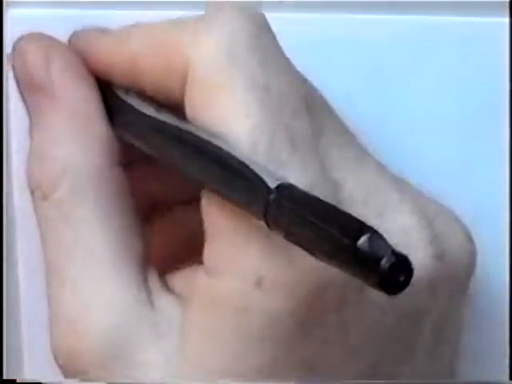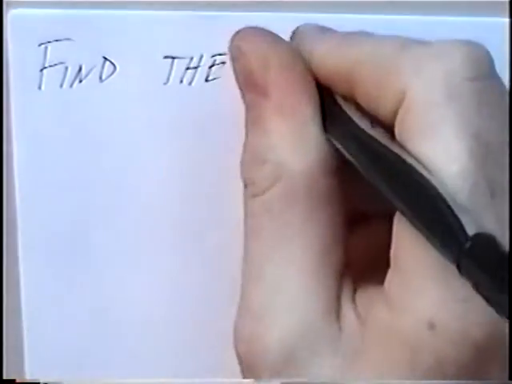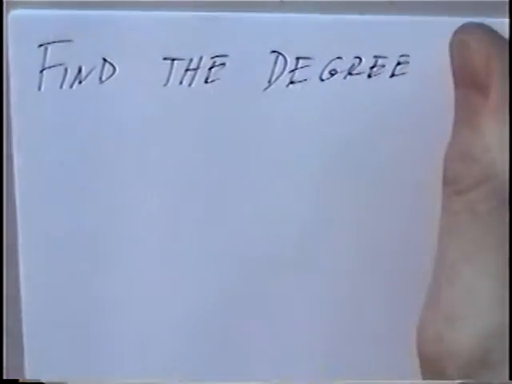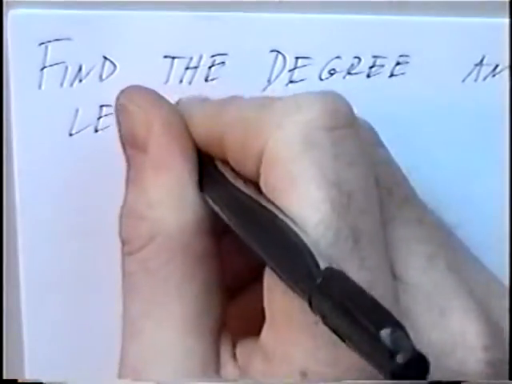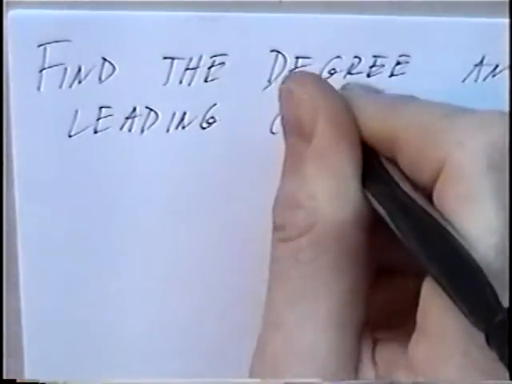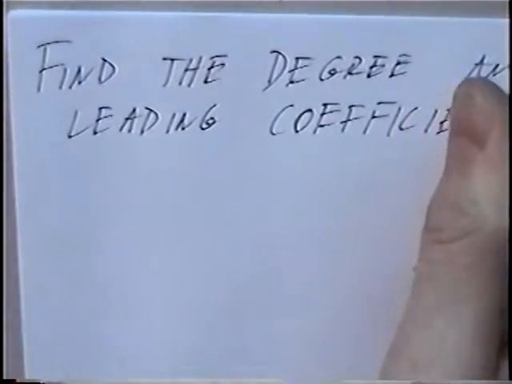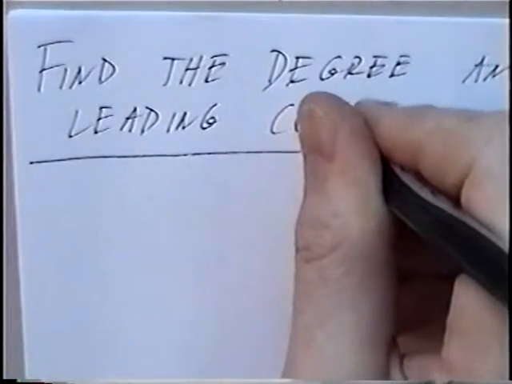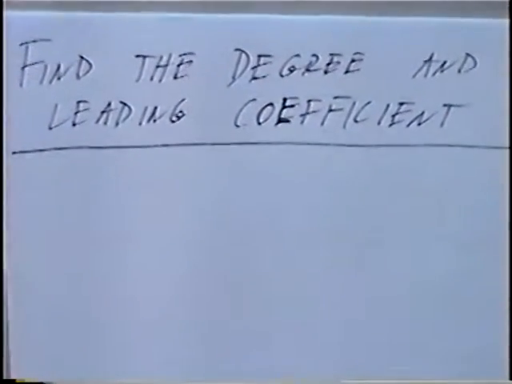Title of the first section is Find the Degree and Leading Coefficient. In this section, we'll find the degree of a polynomial and also the leading coefficient of a polynomial.